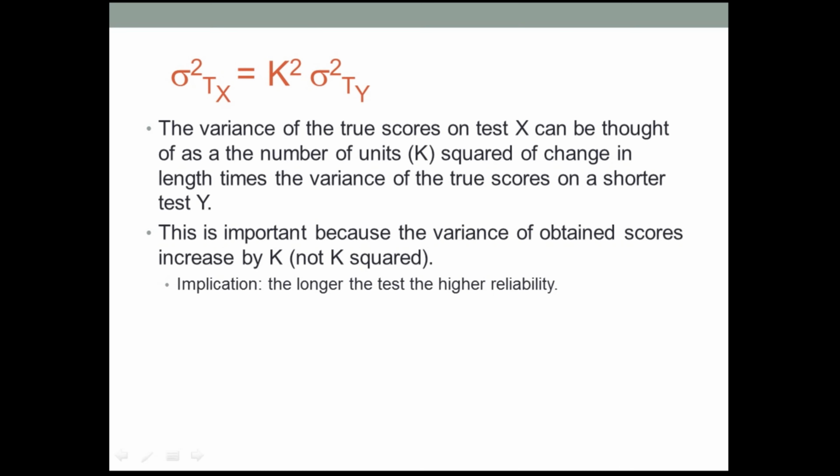Now this is important because the obtained scores variance also increases, but not by k squared, just by k. And if you didn't follow that, the bottom line, which is really all you need to know for this class, is that the longer the test, the higher its reliability. Other things being equal, assuming all the items function in the same way, the longer the test, the higher the reliability. And this is one of the equations that tells us that.